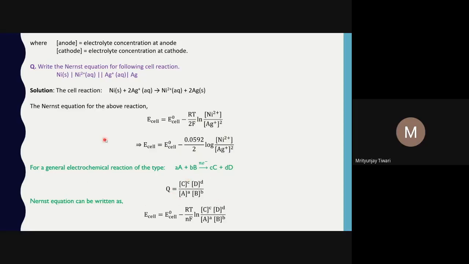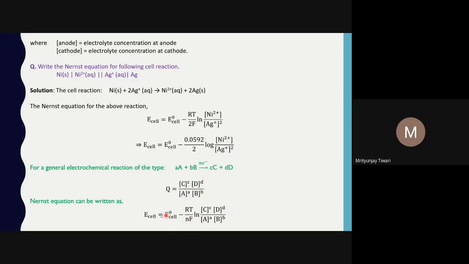And so we can also write the Nernst equation for this reaction. We can write E cell is equal to E naught cell minus RT divided by nF, and here we have nF because it is for a general reaction. The n electrons are involved in this reaction. The n electrons are being lost by a certain atom or element, and the same number of electrons are accepted by some other element, or rather by the ions.